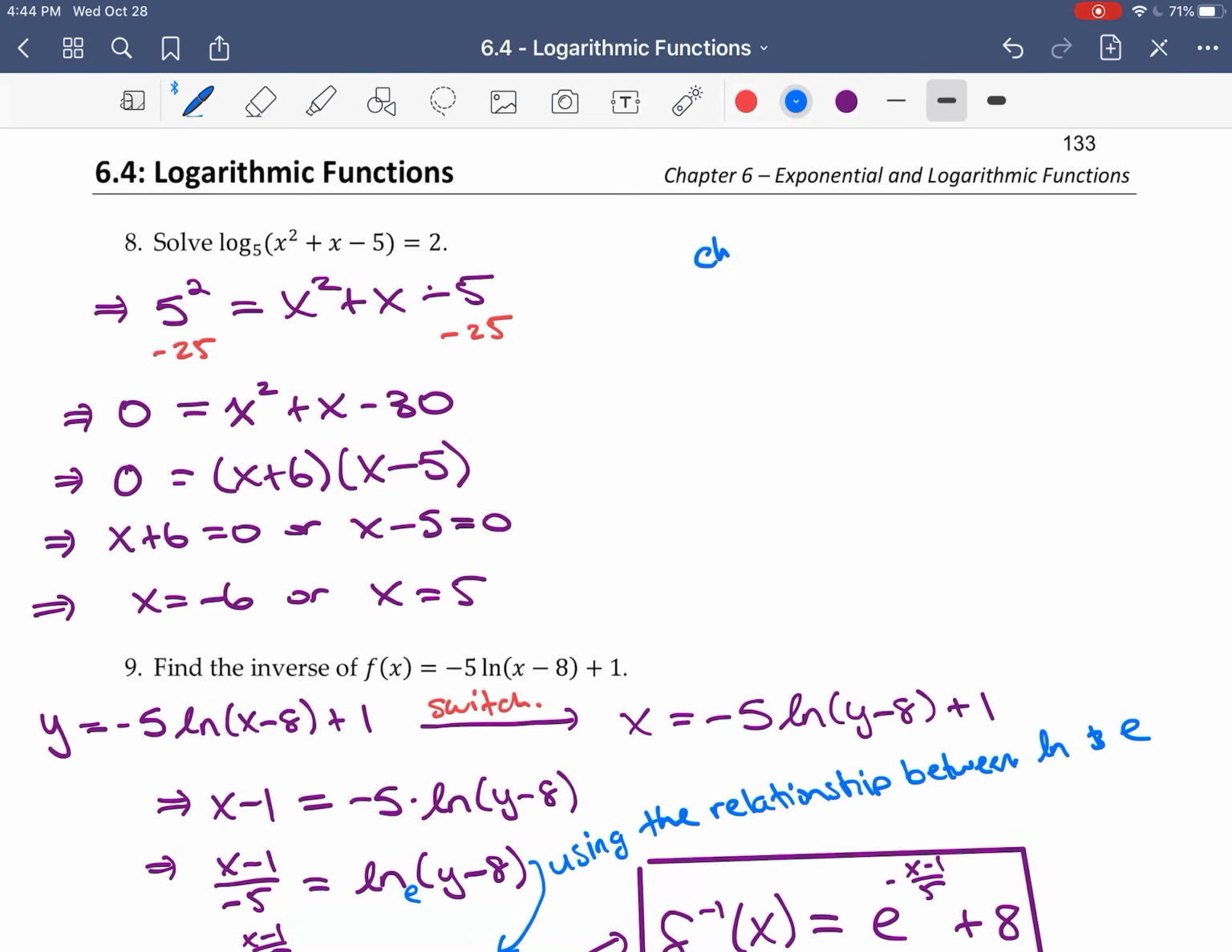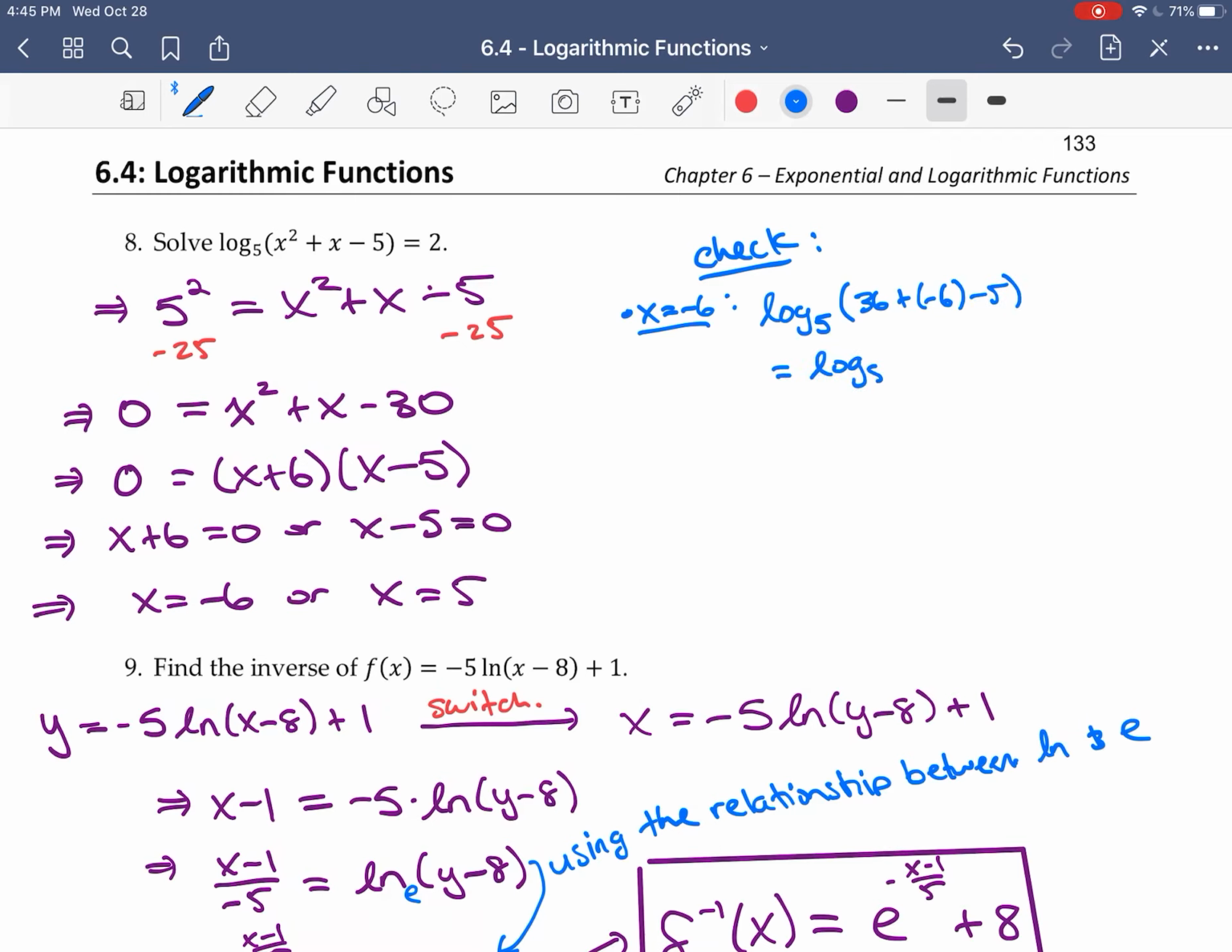Okay, now we want to check those answers. So if I plug in negative 6, I'm going to have log base 5 of negative 6 squared, so that's going to be 36 plus negative 6 minus 5.